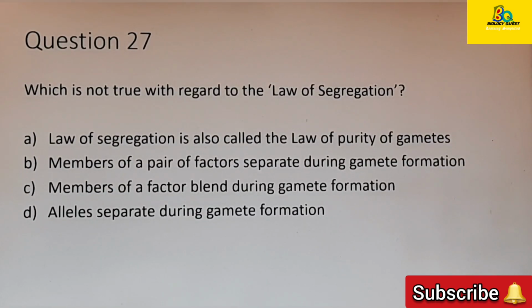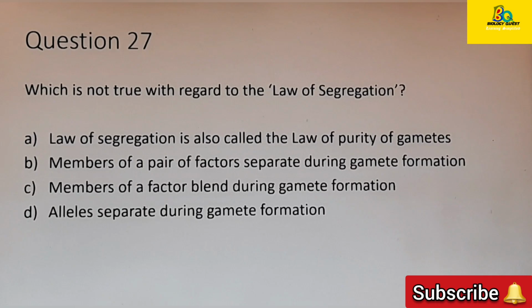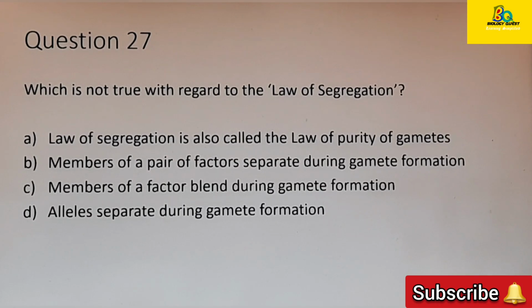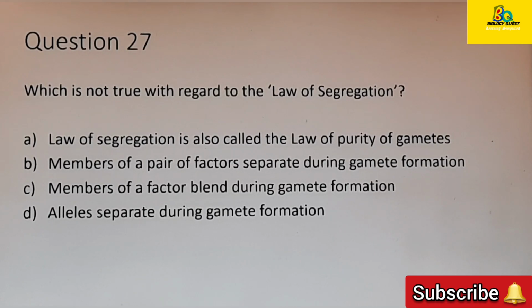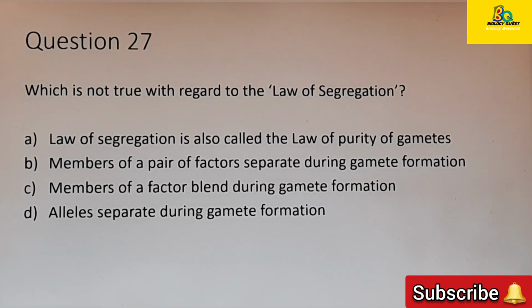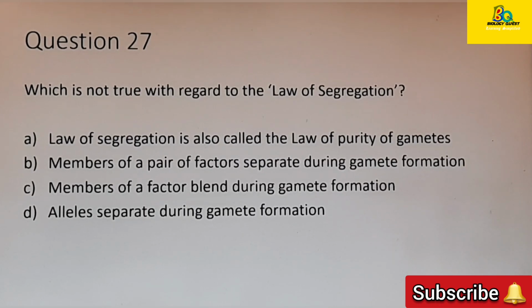Next question, which is not true with regard to the law of segregation? Options are: law of segregation is also called the law of purity of gametes; members of a pair of factors separate during gamete formation; option C, members of a factor blend during gamete formation; and option D, alleles separate during gamete formation. So what does the law of segregation state? We know the law of segregation is also called the law of purity of gametes. So without any doubt, we can say that the first statement is correct.